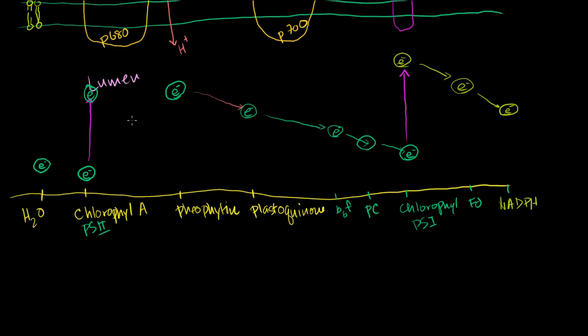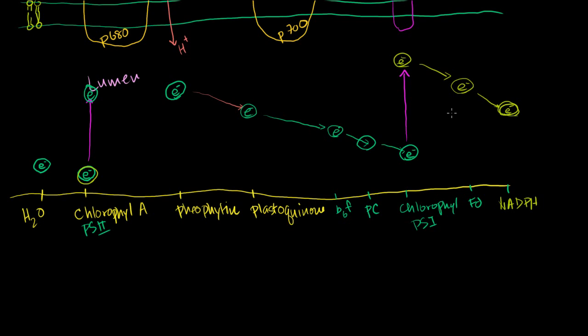Now, the whole point of me showing you this is I wanted to depict graphically that the electron is starting off at a pretty low energy state. And the only way this happens is by energy from light. This would not happen on its own, going from a low energy state to a higher energy state.